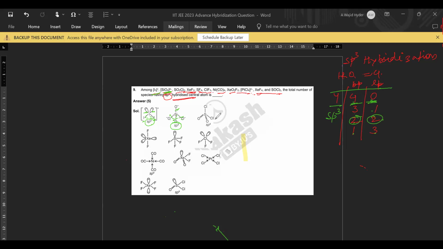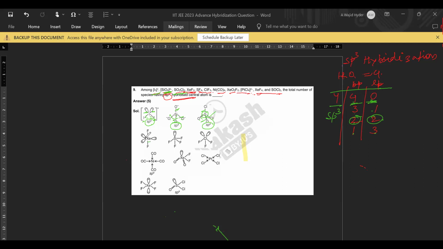Now see the third one, SO2Cl2. One bond pair, 2, 3, 4. Total, how many bond pairs are there? 4 bond pairs are there. So here also hybridization will be sp3. 4 bond pairs and no lone pair.